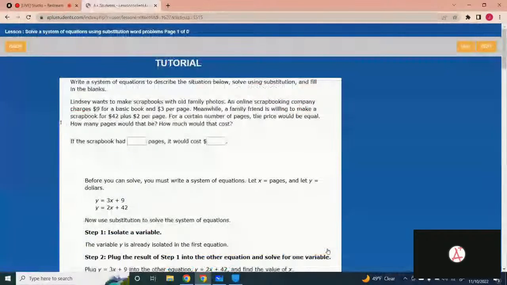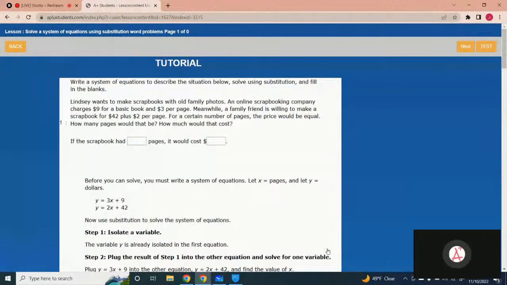Okay, let me read the question. Write a system of equations to describe the situation below. Solve using substitution and fill in the blanks. Say wants to make scrapbooks with old family photos. An online scrapbooking company charges $9 for the basic book and $3 per page. Got it? Meanwhile, a family friend is willing to make a scrapbook for $42 plus $2 per page. For a certain number of pages, the price would be equal. How many pages would that be? How much would that cost?